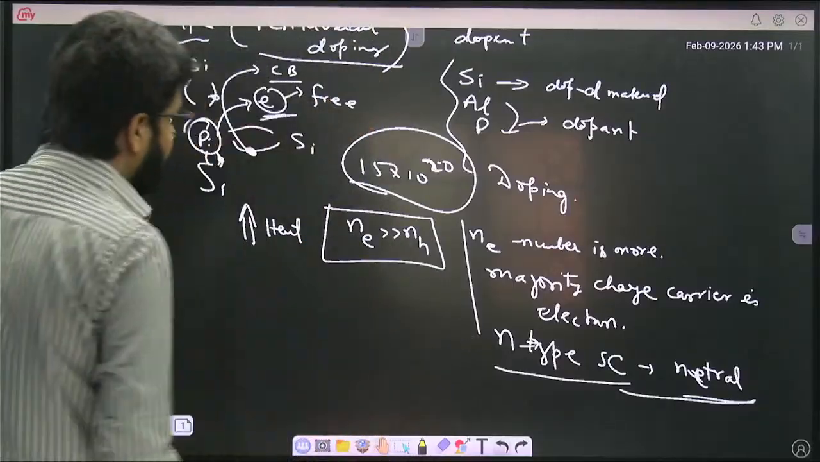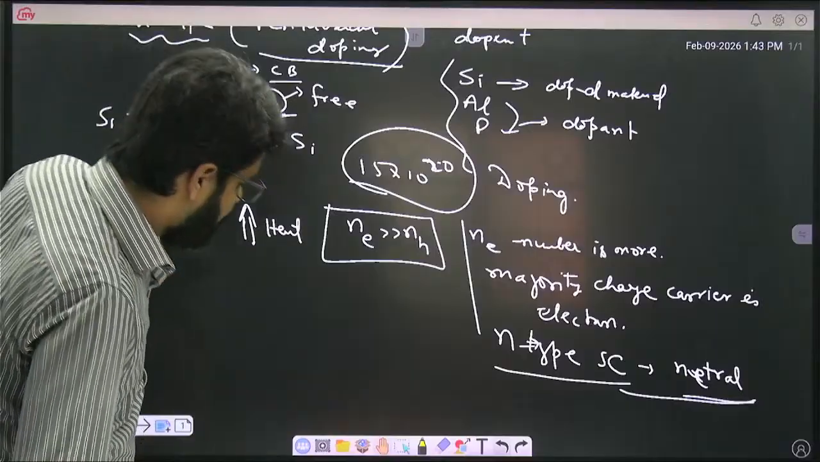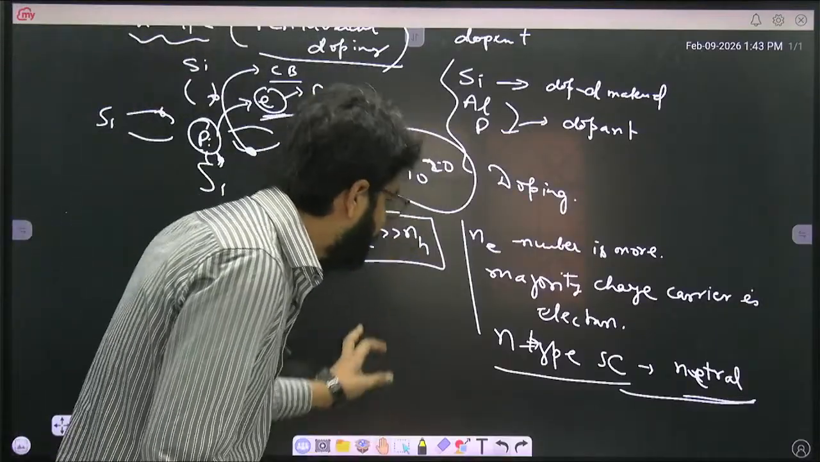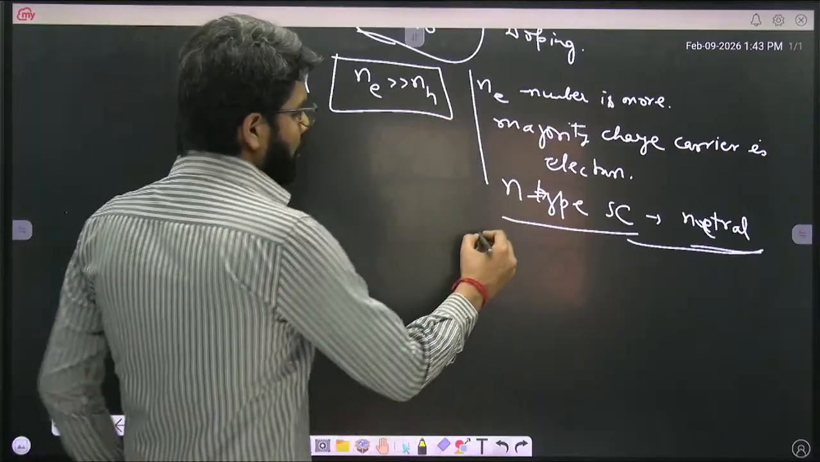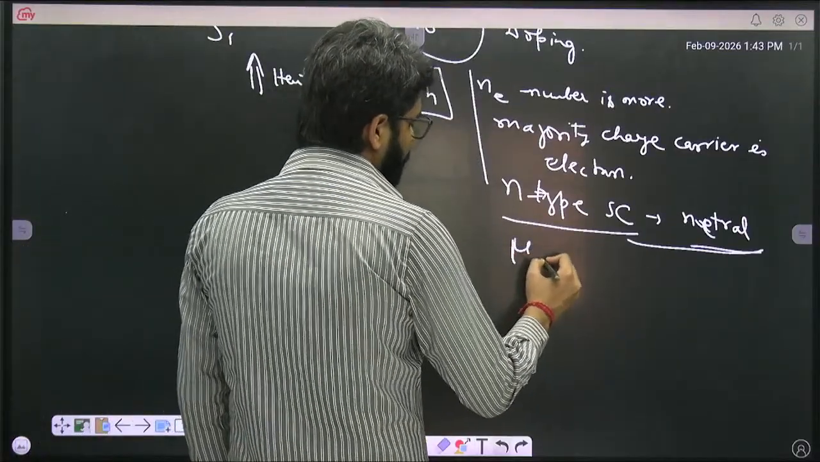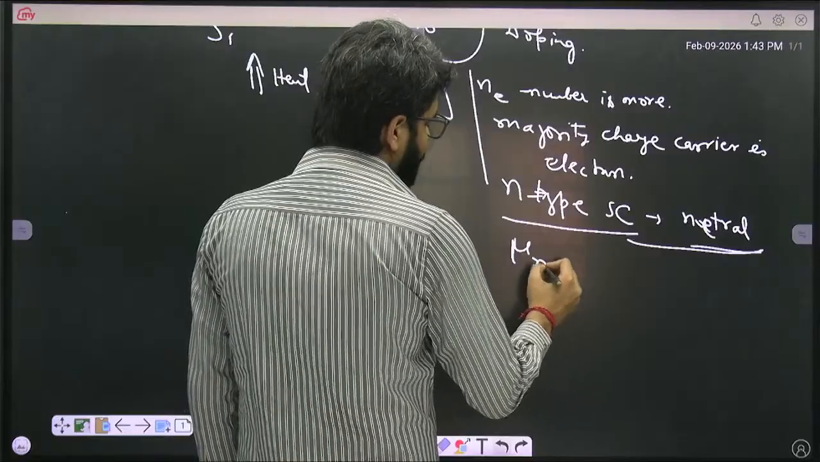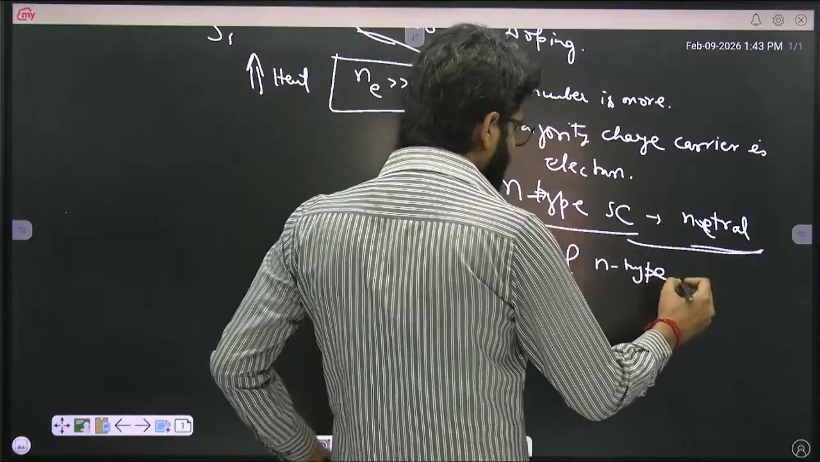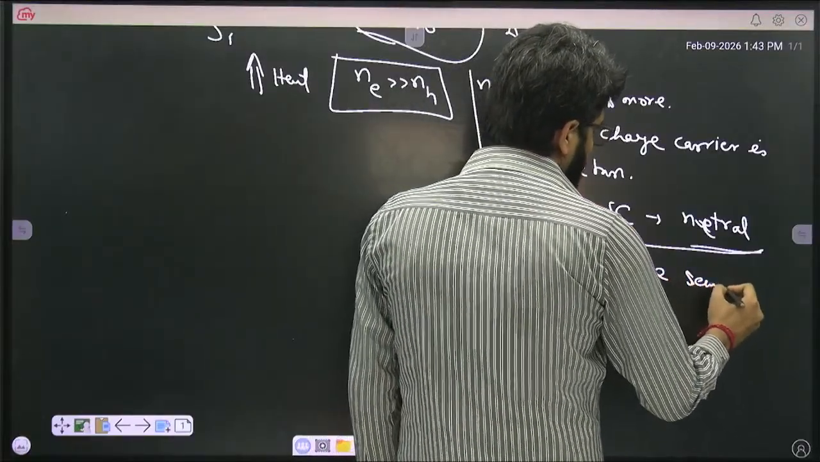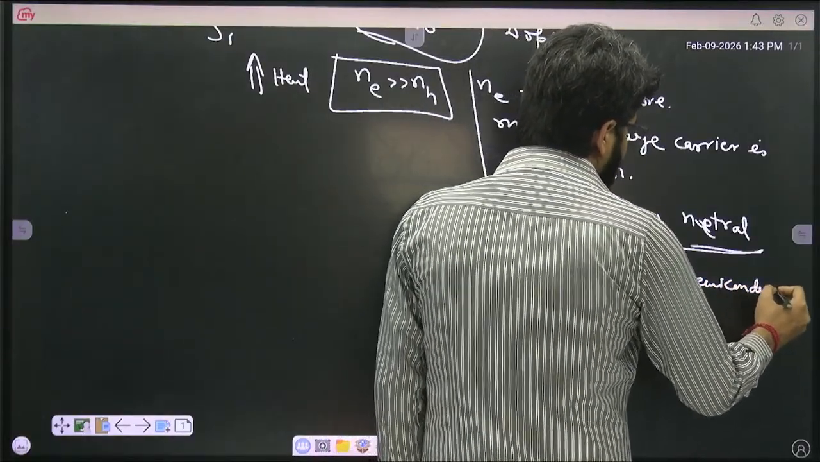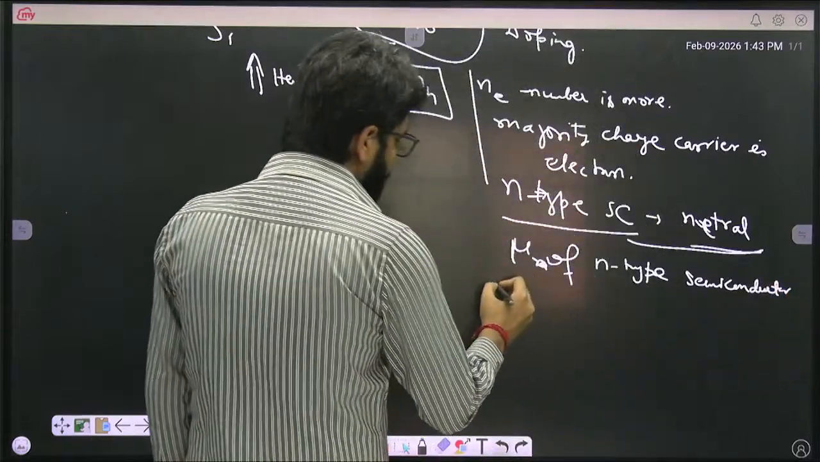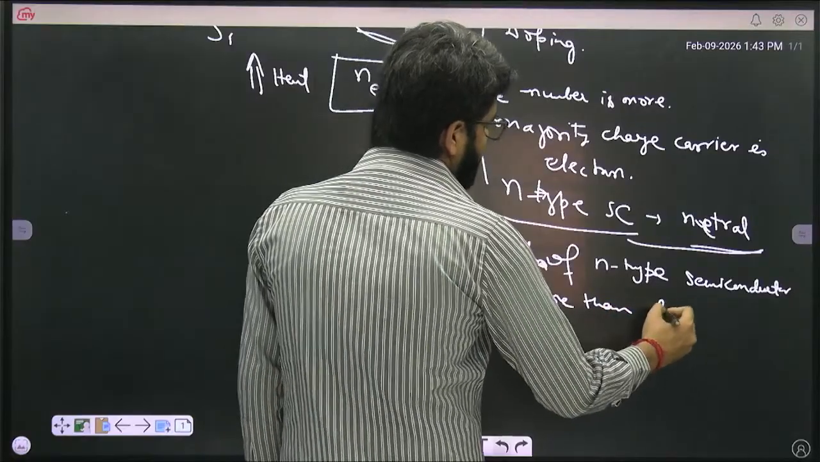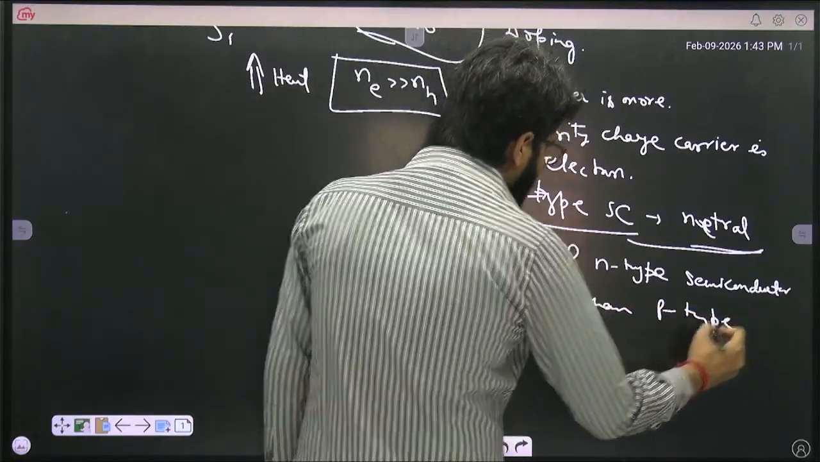Okay, now come to what more there is with the n-type semiconductor. What other characteristics should you understand? They have more mobility. Mobility of n-type semiconductor is more than p-type. And why is that?